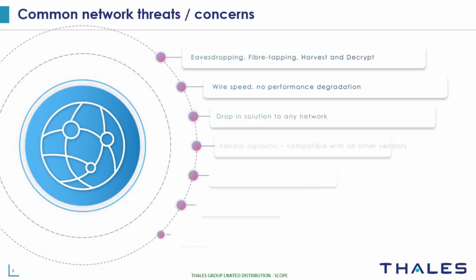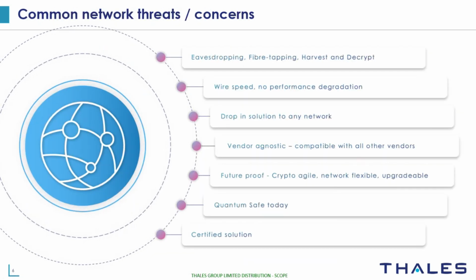What are the common network threats and concerns? Of course, the obvious ones are eavesdropping and fiber tapping. The most recent danger comes from post-quantum cryptography, from the fact that soon we will have a working quantum computer. It is the approach we call harvest and decrypt, or store now and decrypt later. Record now, decrypt later, right? That's really a concern for some customers.